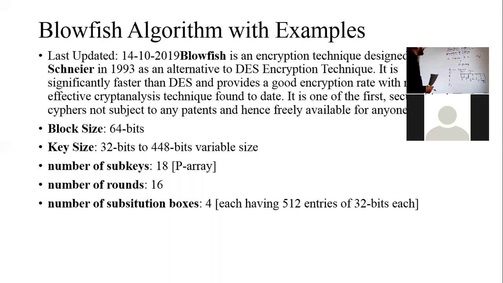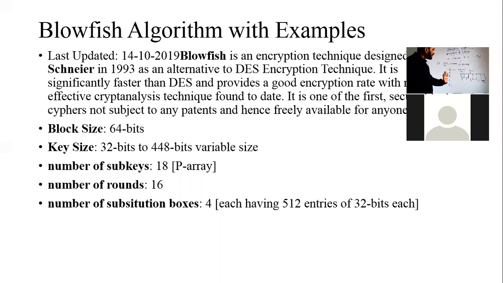So this means if we assume our input key is 448 bits, that is divided by 32, and we will get a total of 14 sub keys. I repeat again, we have a total of 18 sub keys, represented as P0, P1 to P17. That is called the P arrays.